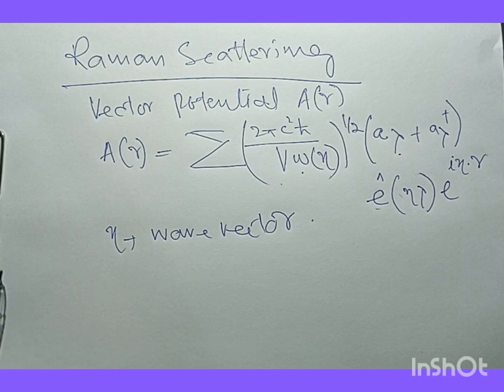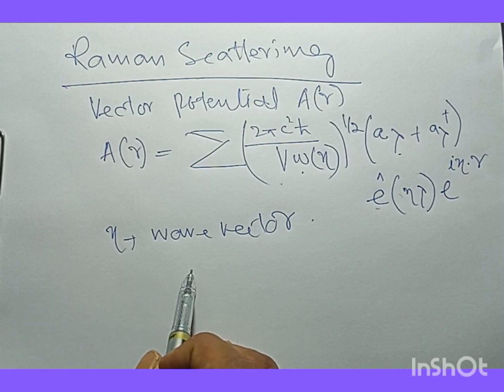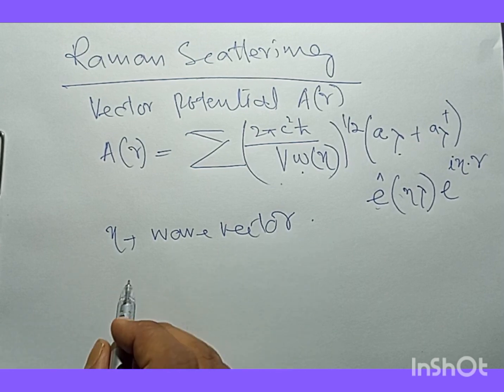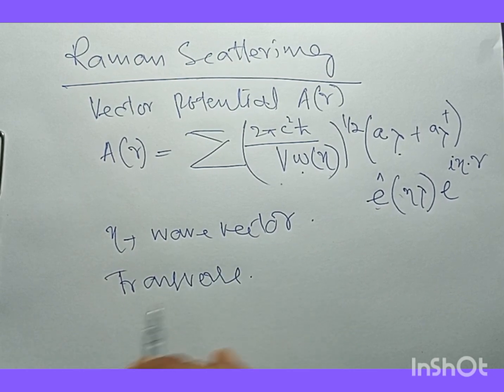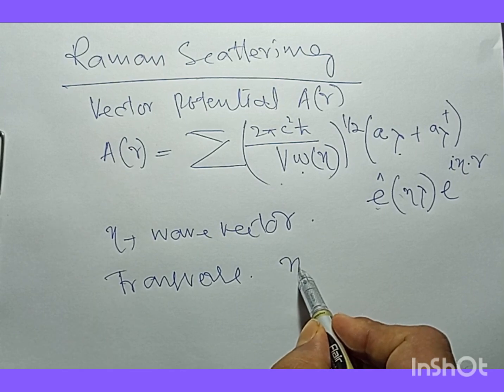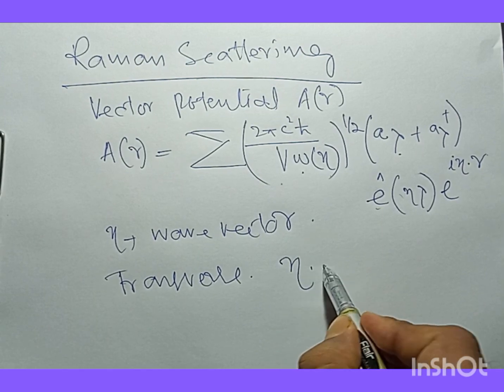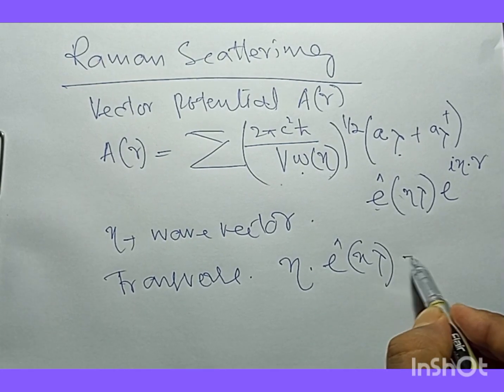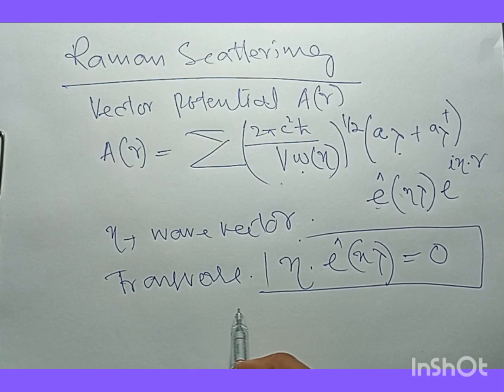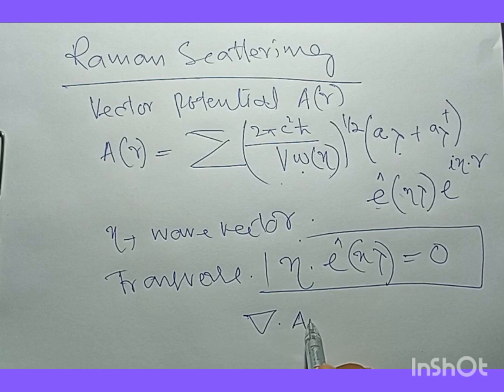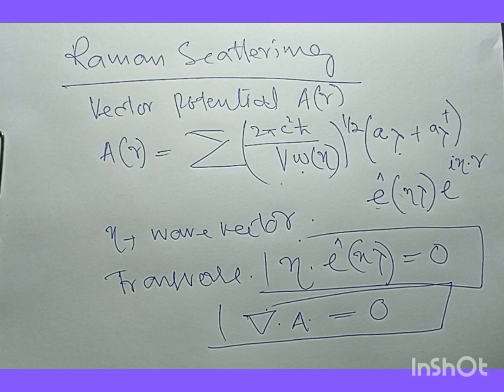For cubic and optically isotropic crystals, this electromagnetic wave will be purely transverse. If it is transverse, then this eta, generally we use k for it, so eta dot e cap as a function of eta and lambda must be equal to 0. From this, it follows that the divergence of this vector potential is equal to 0, which is basically the Coulomb gauge. So we are assuming a Coulomb gauge here.